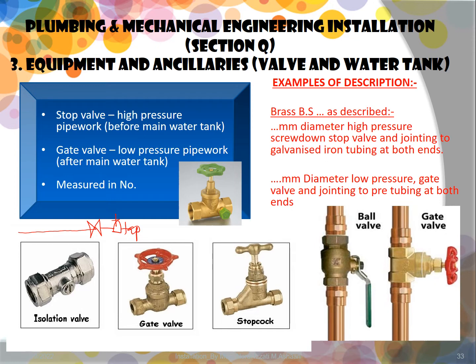Okay, so this is what you have to check in the drawing, number one. Number two, we have to identify whether the valve itself is used as the high pressure or the low pressure. How would you know that? The word SV, sometimes the symbol mentioned SV, stop valve. This is the high pressure valve. This is the valve that is used to receive the high pressure water system.